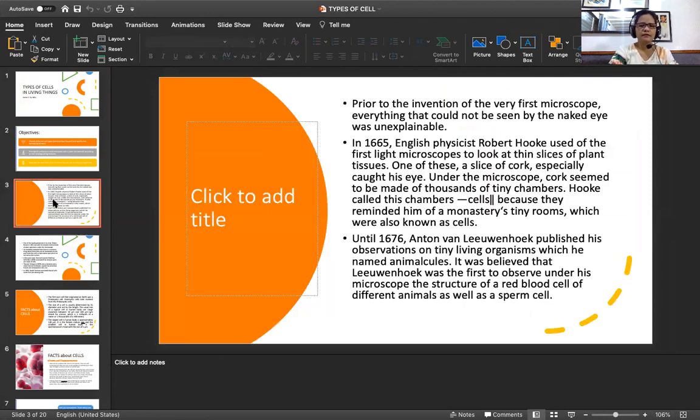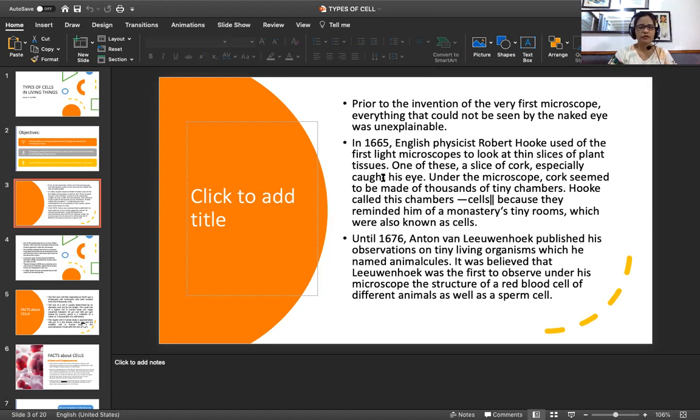Basically, prior to the invention of the first microscope, everything that could not be seen by the naked eye was unexplainable. Until such time that Robert Hooke in 1665 came. He was an English physicist. He was the one who used the first light microscope and looked at thin slices of plant tissues, specifically the slice of cork. Under the microscope, cork seemed to be made of thousands of tiny chambers. So who called these chambers?